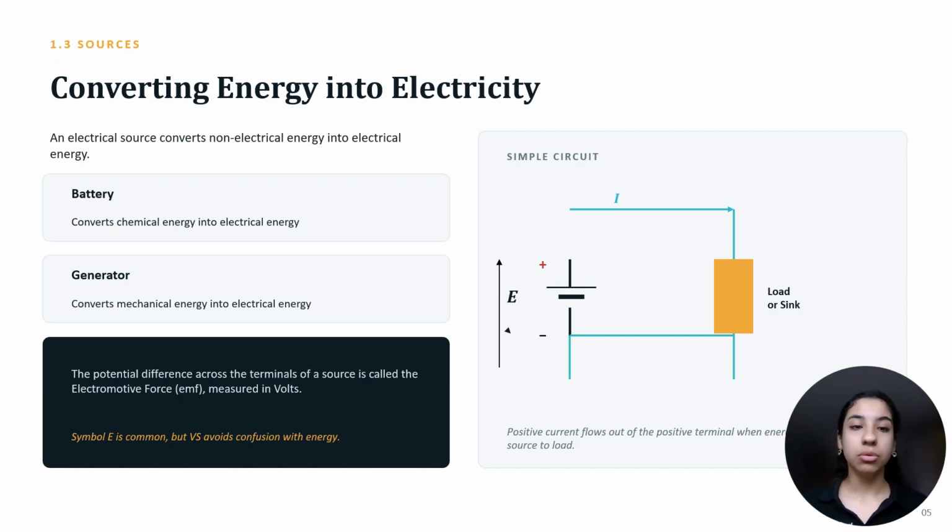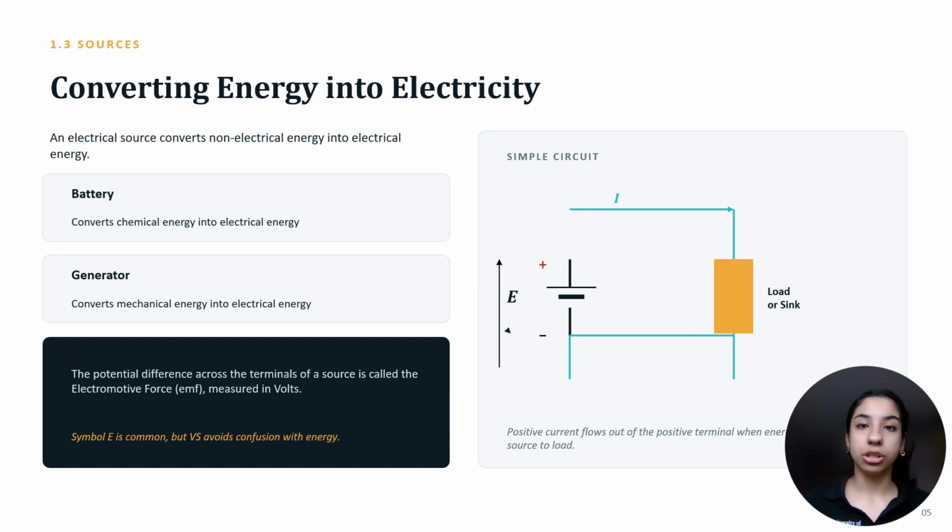Then we have to know how we can convert energy to electricity. So converting energy, because we know that energy cannot be created or destroyed. It is just transformed from one form to another. So here we have two examples. We have battery, and battery converts chemical energy into electrical energy. Then we have a generator. It converts mechanical energy into electrical energy.